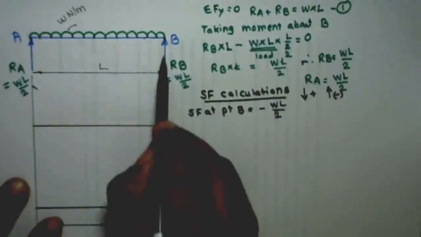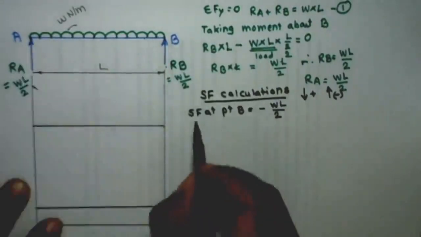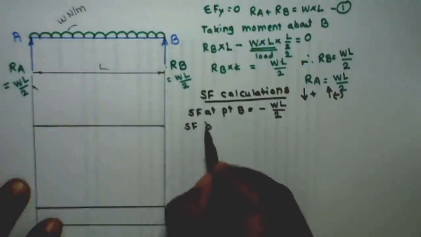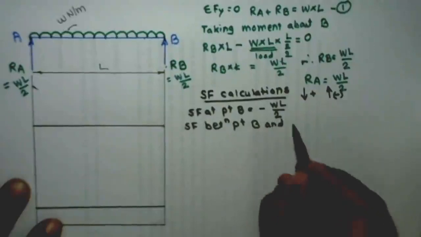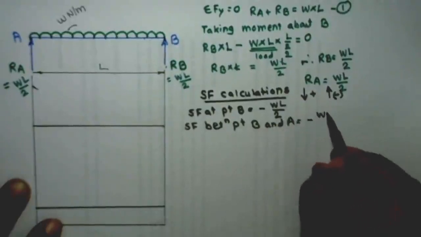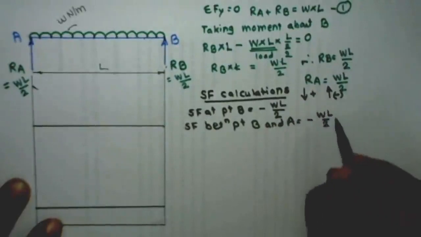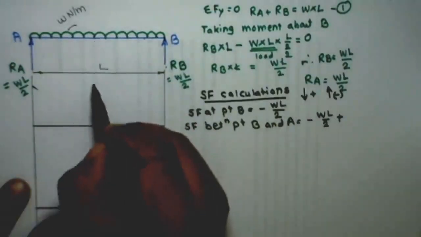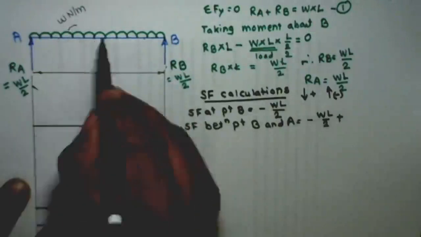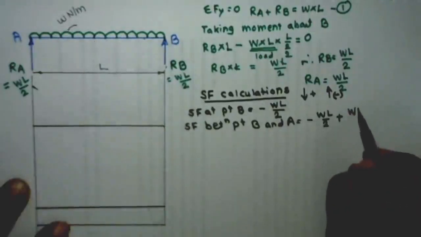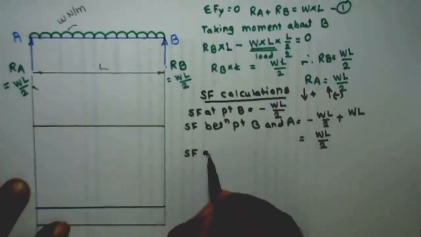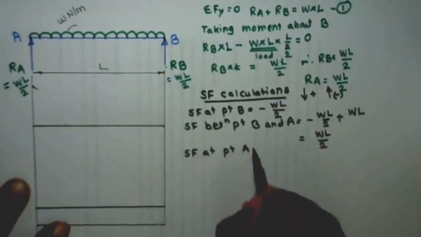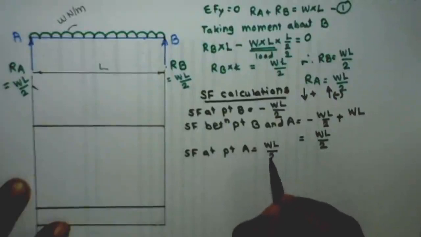Now we are going from right to left. There is a UDL. So we have to write here shear force between the point B and A is equal to minus WL by 2 plus UDL, which is acting in downward side, and total UDL load is W into L. So again you will get here WL by 2. So shear force at point A is also WL by 2.